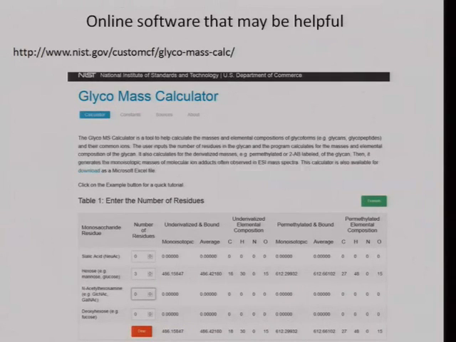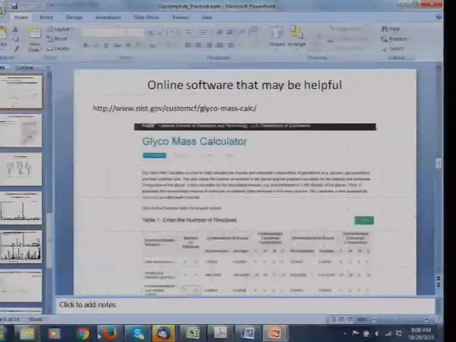So one piece of software that I highlighted yesterday that's going to be helpful is this one here. I've given you the web address, and this is a program where you can try and work out what the mass shift you're seeing corresponds to in terms of glycan sugar units. So, we have the internet, let's go to the web page.